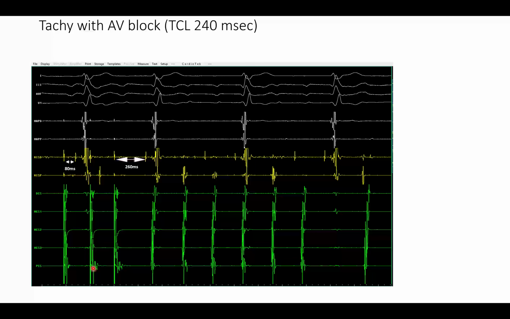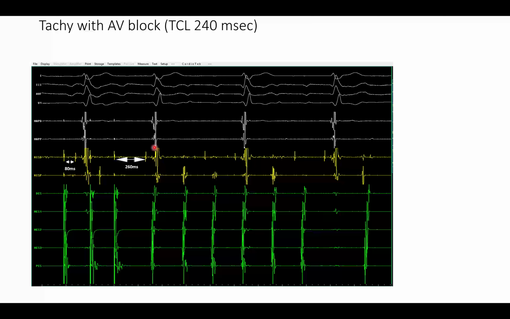You again paced A, but there is no HV. But again, immediately you have paced A faster. So there is a block here. Now this A, H, V, and can you see this big delay? Initial A to H was 80 milliseconds. Now A to H is 260 milliseconds. So there is a big jump, and there is a retrograde. This is an A which is coming back.